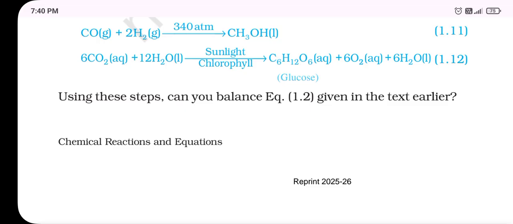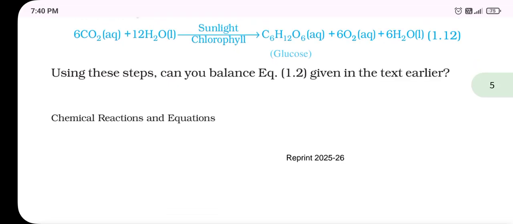For oxygen, on the left side carbon dioxide has 12 oxygen, then another 12 with water, so 24 oxygen on the left side. On the right side, 6 with glucose, and 12 with oxygen, 6 into 2 is 12, 6 plus 12 is 18, and 6 from water makes 24. Oxygen is also balanced on both sides, so this equation is totally balanced.